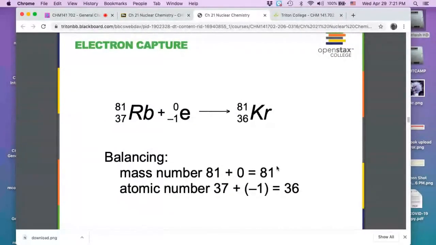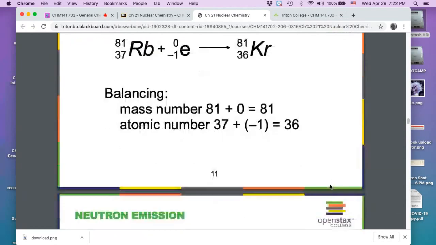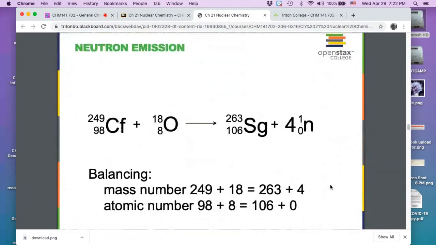This one is a little bit harder to figure out when we're looking at it, because you see the particle is not on the right, it's on the left. What's happening is the nucleus is actually capturing that electron and it's becoming part of the nucleus, so that the atomic number decreases by one, and the mass though stays the same. But again, we just look at the numbers, and if we can balance the numbers, then we can figure out what's going on. Our next one is neutron emission.